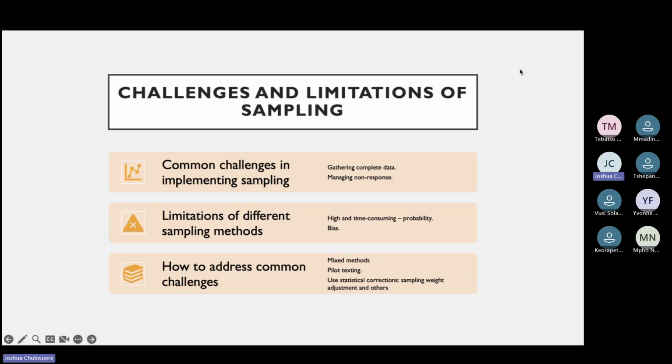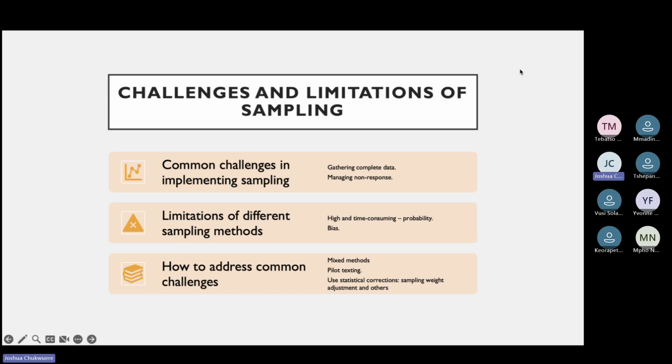So how do we reduce these common challenges? Mixed methods can be used. When you're using both quantitative and qualitative approaches, interview and questionnaire, that can help to balance and confront some of these challenges. Also, do a pilot testing with your participants.